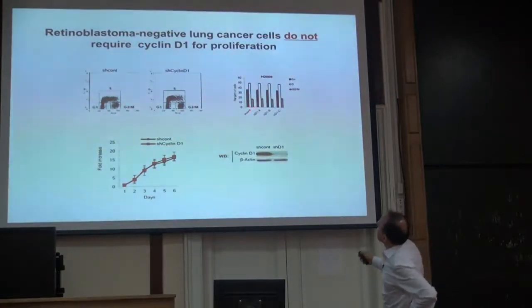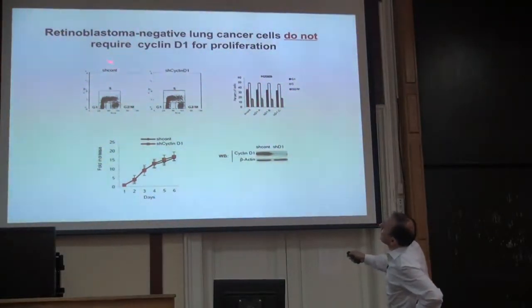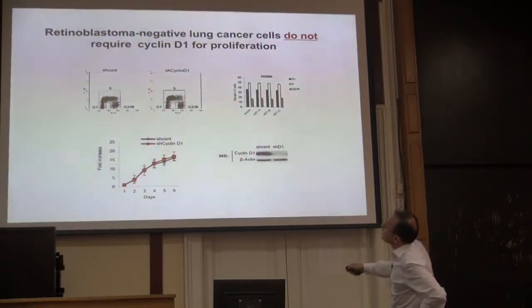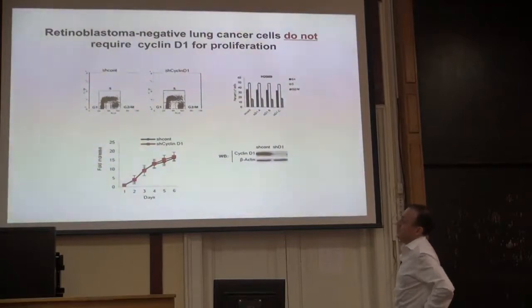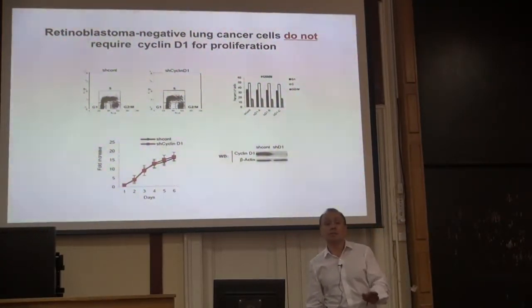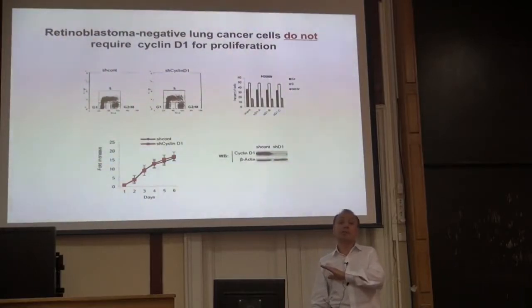For example, HeLa cells shown here, before and after knockdown of cyclin D1, the percentage of G1/S and G2/M is exactly the same. This is the percentage of G1/S and G2/M in control cells. This is one siRNA against cyclin D1, this is the second, this is the third. Cyclin D1 is knocked down, but there is no difference in the proliferation of these cells. So this is a function of cyclin D1 that operates in retinoblastoma negative cells.